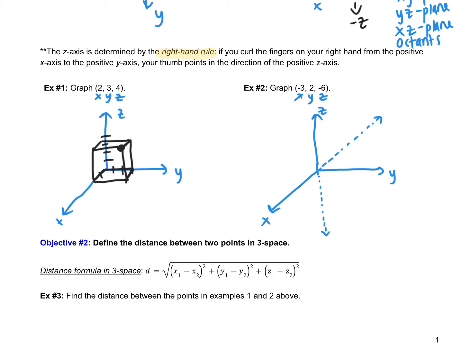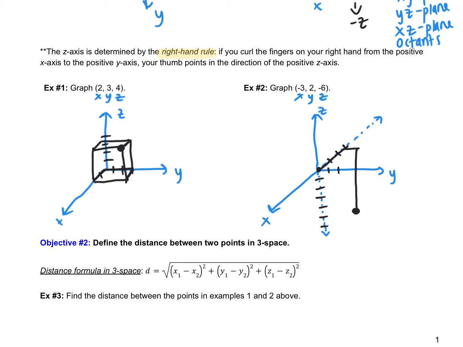And so here's where I would start to do a little bit of scaling. X, we're going to go 3 spots for. Y, we're going to go 2. And z, we're going to go 6. And then we're ready to get started. So our point, starting at the origin, is going to go back 3. It's then going to go over 2. And then it's going to go down 6. So this is about where that point is going to land.